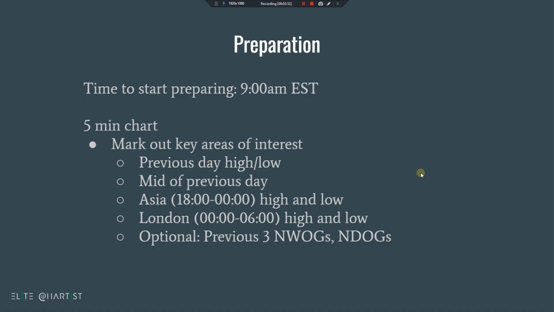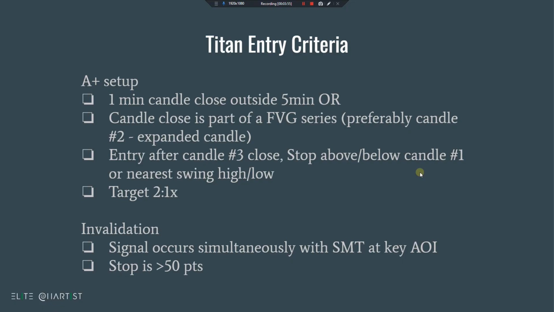That's just my recommendation. Okay, so the Titan entry criteria, I just have this fast slide for you guys just to see all the details. We want to see the explosive close outside of the 5-minute opening range. We want that candle to be part of a fair value gap series. And you're going to get in immediately once the fair value gap series has completed. So after candle number 3, you're going to get in.